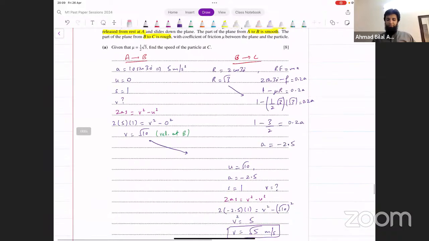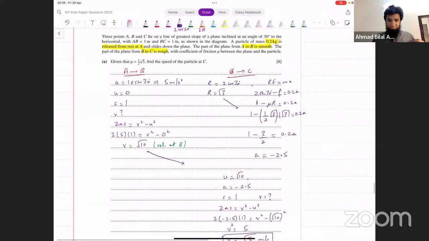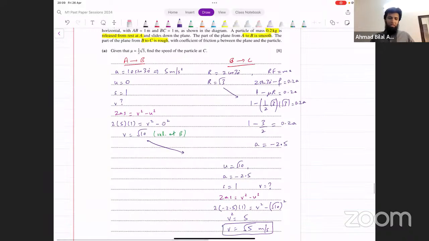Is that okay? That's 8 marks, not that much work. This is all that we had to do here. Any problems with this? Yeah, you could use the energy method as well. That should also work. But this was also not that difficult, pretty straightforward. 8 for 8 marks, that's very little working.